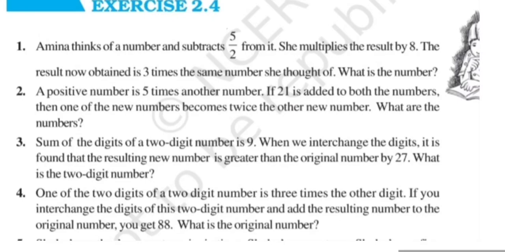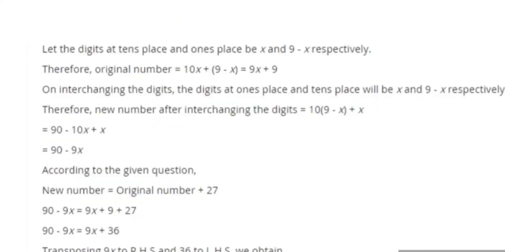Now the question is, the sum of the digits of a 2-digit number is 9. When we interchange the digits, it is found that the resulting new number is greater than the original number by 27. What is the 2-digit number? Let's see the solution. So let the digits at tens place and ones place be x and 9 minus x. If one is x, so the other one is what? 9 minus x. So the original number is what? 10x plus 9 minus x.